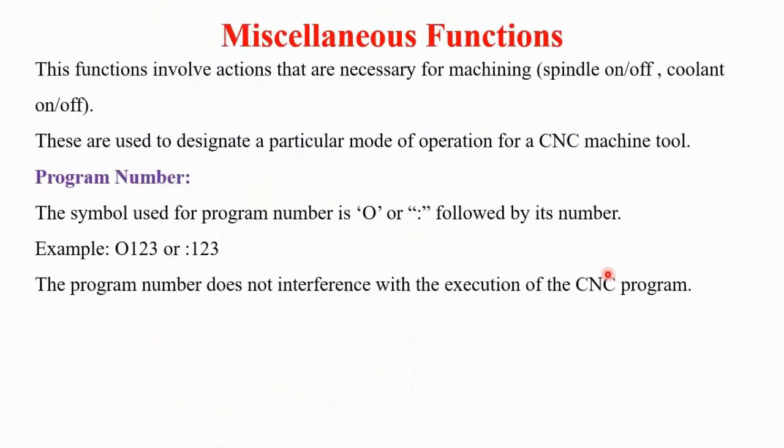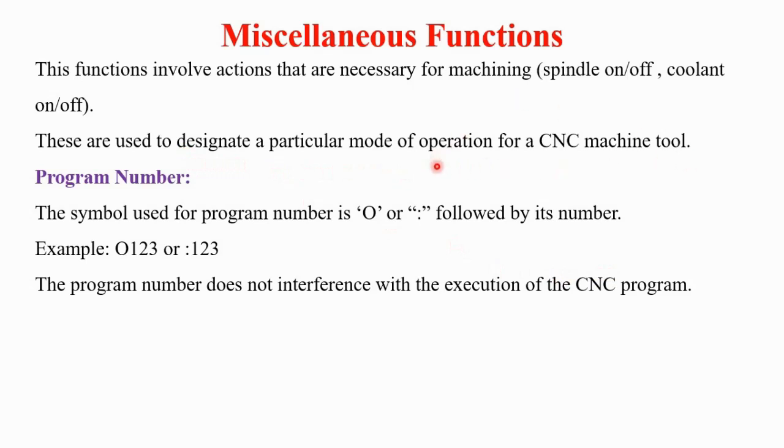Now miscellaneous functions. These miscellaneous functions involve actions that are necessary for machining, for example spindle on or off, then coolant on or coolant off. These are a few miscellaneous functions related to CNC machining. These miscellaneous codes, M codes, are used for miscellaneous functions. They are used to designate a particular mode of operation of the CNC machine tool.